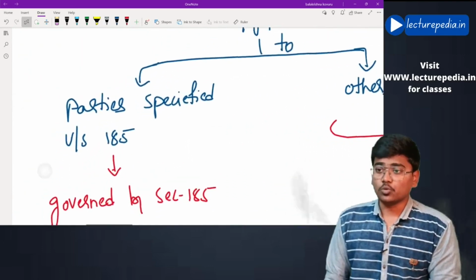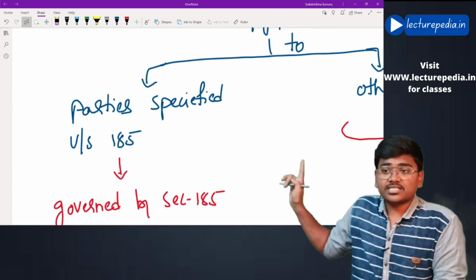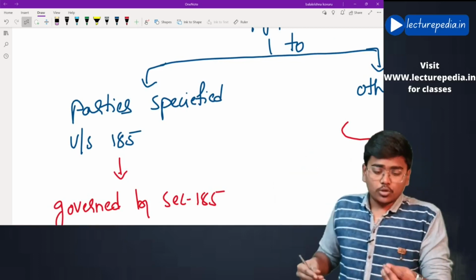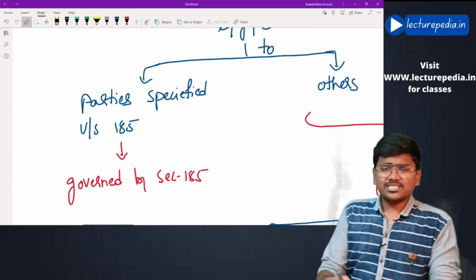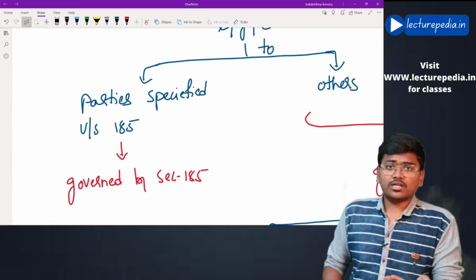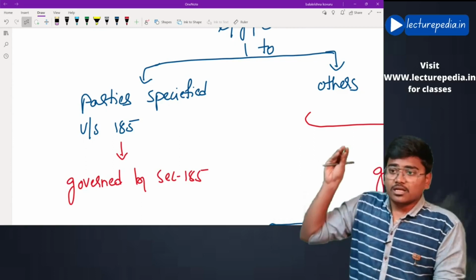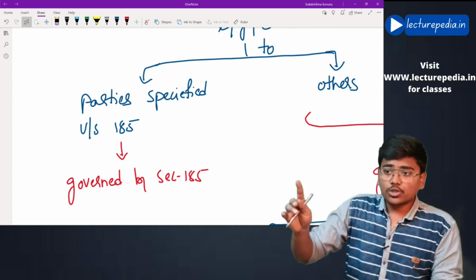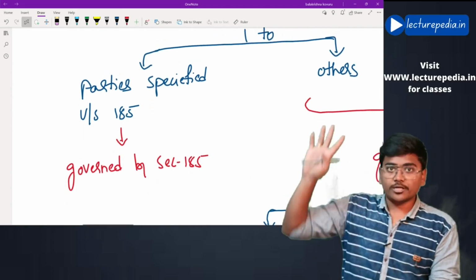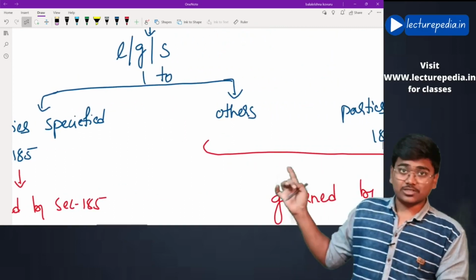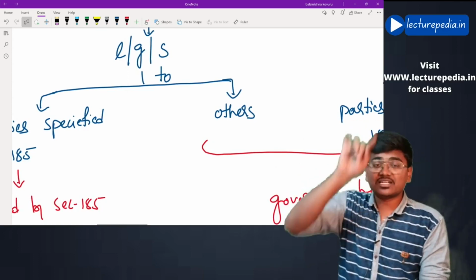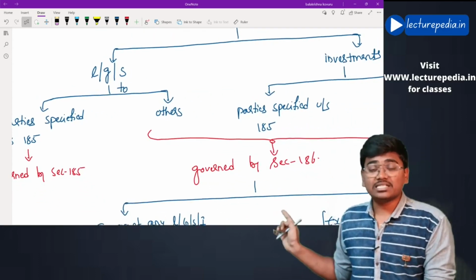Now, to whom the loans, guarantees, securities are given? They are given to parties specified under section 185. If the loan, guarantee, security is given to parties specified under section 185, then there is a specific section to govern those parties. Thereby, such type of loan, guarantee, security will be governed by section number 185 only. If at all loan, guarantee, security is given to others, okay, other than parties specified under section 185, then section number 186 will be applicable.